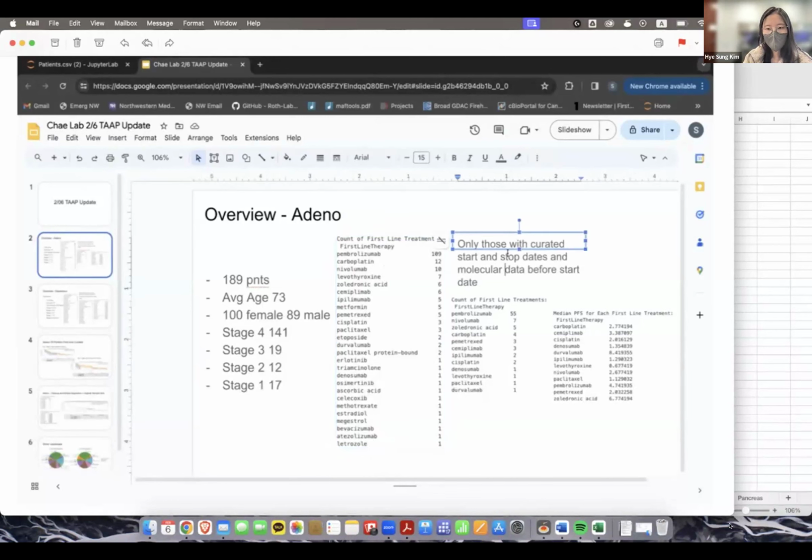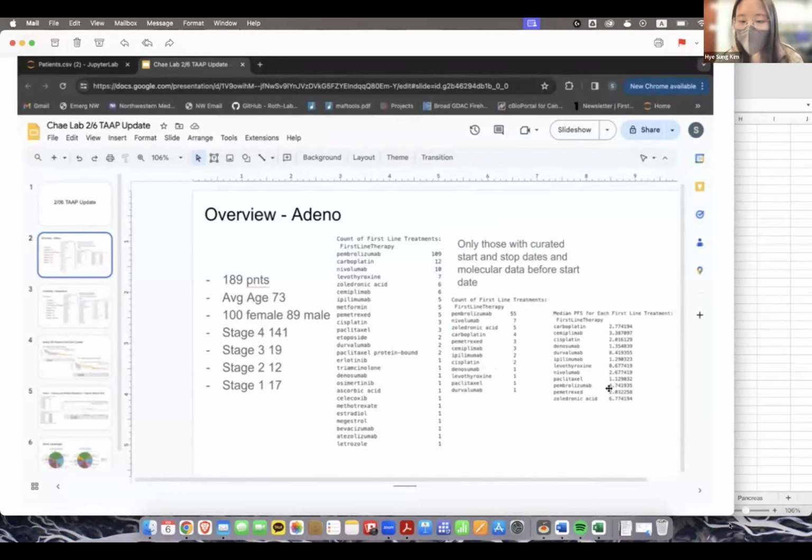Now, if I filter for only those patients who have start and stop dates, as well as molecular data before the start date, so we know that the molecular data is based on the patient being off treatment or treatment naive, we get fewer patients, pembrolizumab 55, and so on. And I wanted to also give you an idea of some of the progression-free survivals for these different therapies. So pembro, the median is 4.74. Then Nivo is 2.67, and so on.